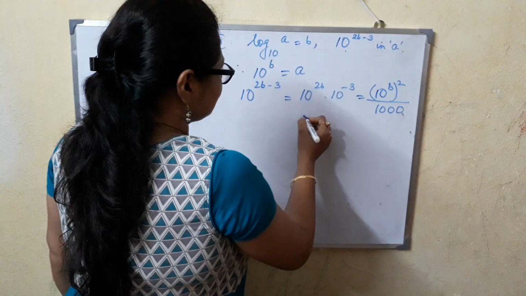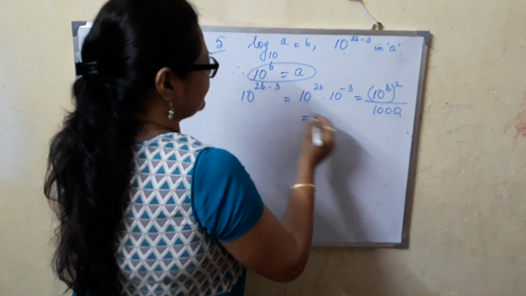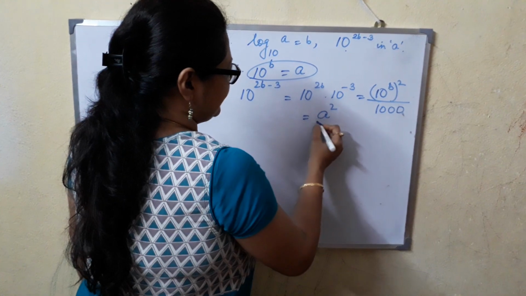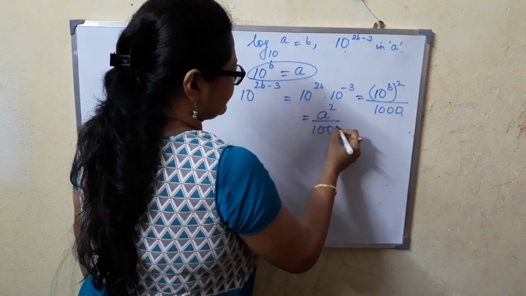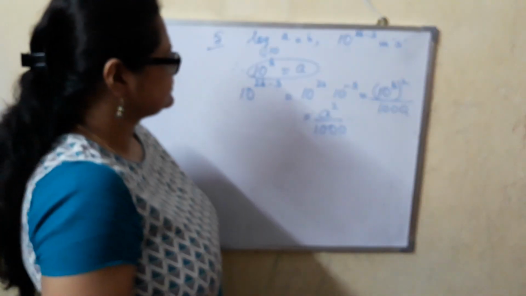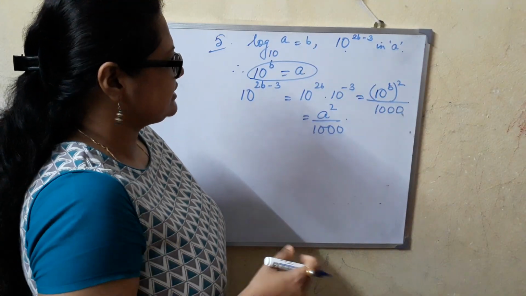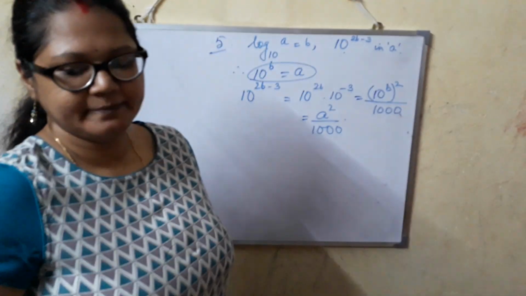Okay? Now, 10 to the power of b, what do we have here? A. A square by 1000. Alright? Did you understand? This is also a very simple pattern of sums. In this exercise, the remaining sums will be of the same type. Okay? Alright? Let's move on to the next part.